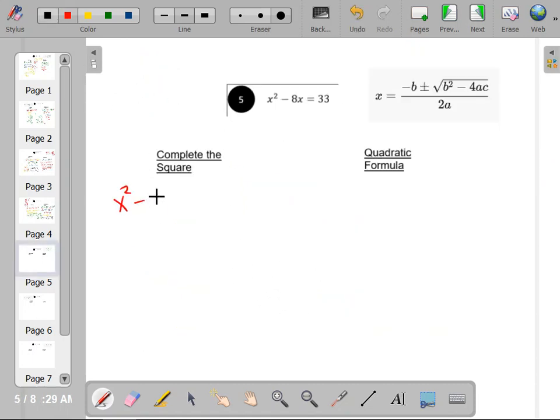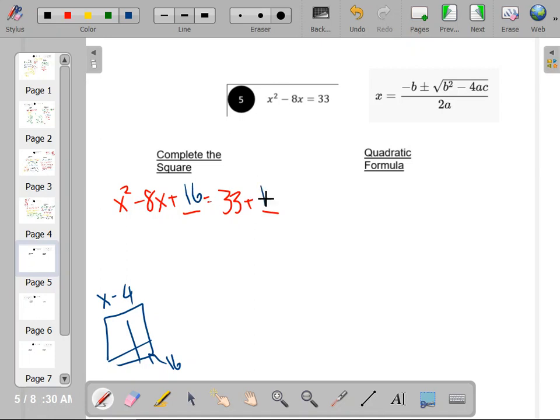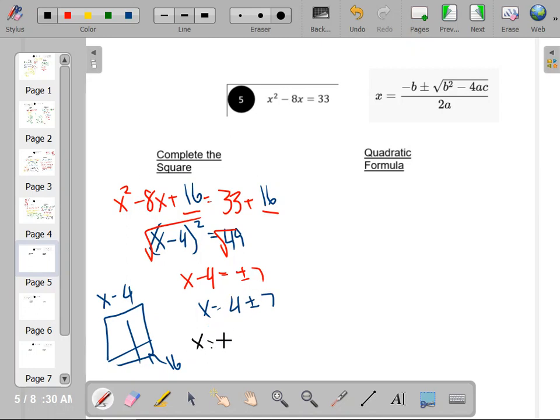All right, x squared minus 8x plus something equals 33 plus something. So let's see, when I draw my picture, I'm going to do x minus 4 on both sides, and then that means the corner is going to be 16. So add 16. You have x minus 4 squared equals 33 and 16 make 49. Square root both sides. X minus 4 equals, the square root of 49 is plus or minus 7. Add 4 to both sides. And then we got to figure out what 4 plus 7 is. That'd be 11. And 4 minus 7 is negative 3. So x equals 11 or x equals negative 3.